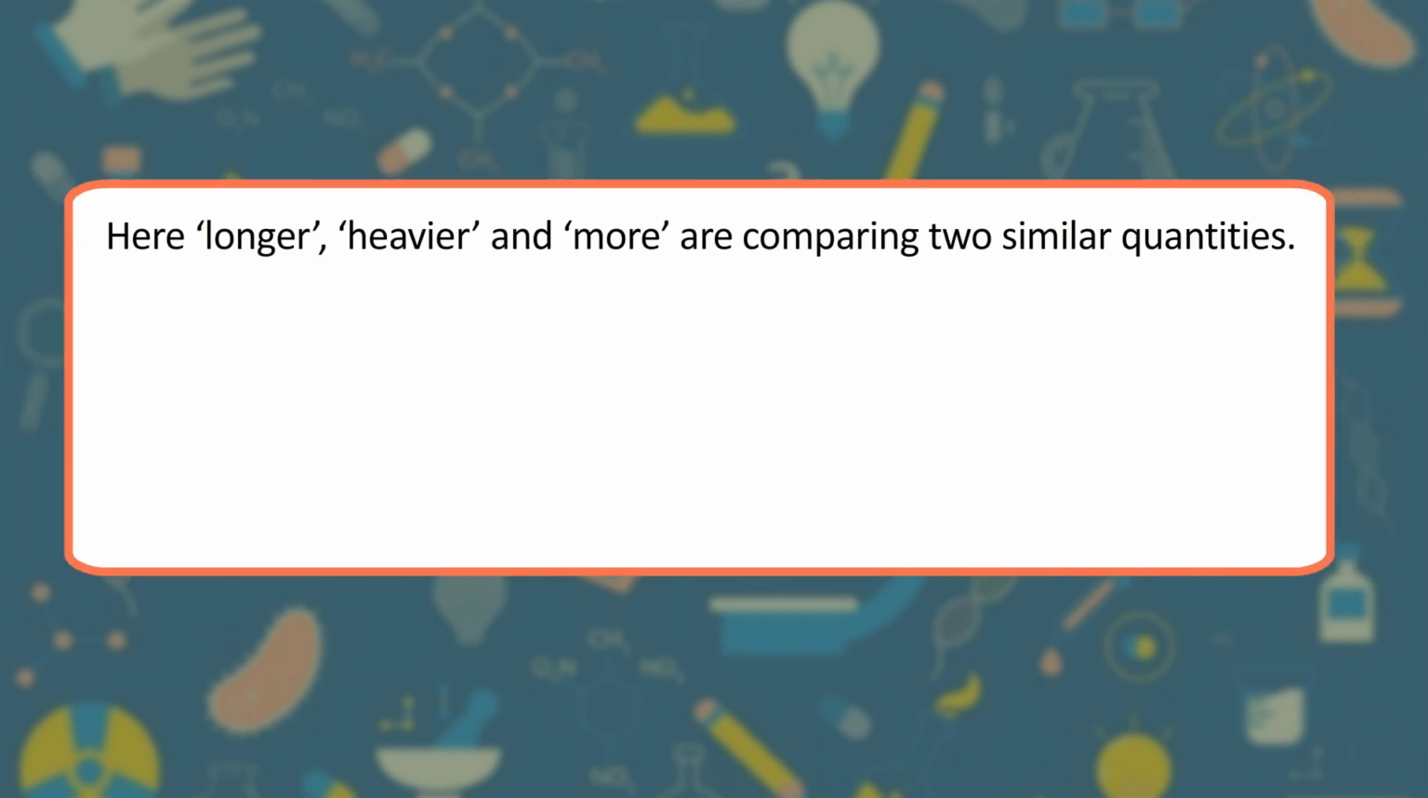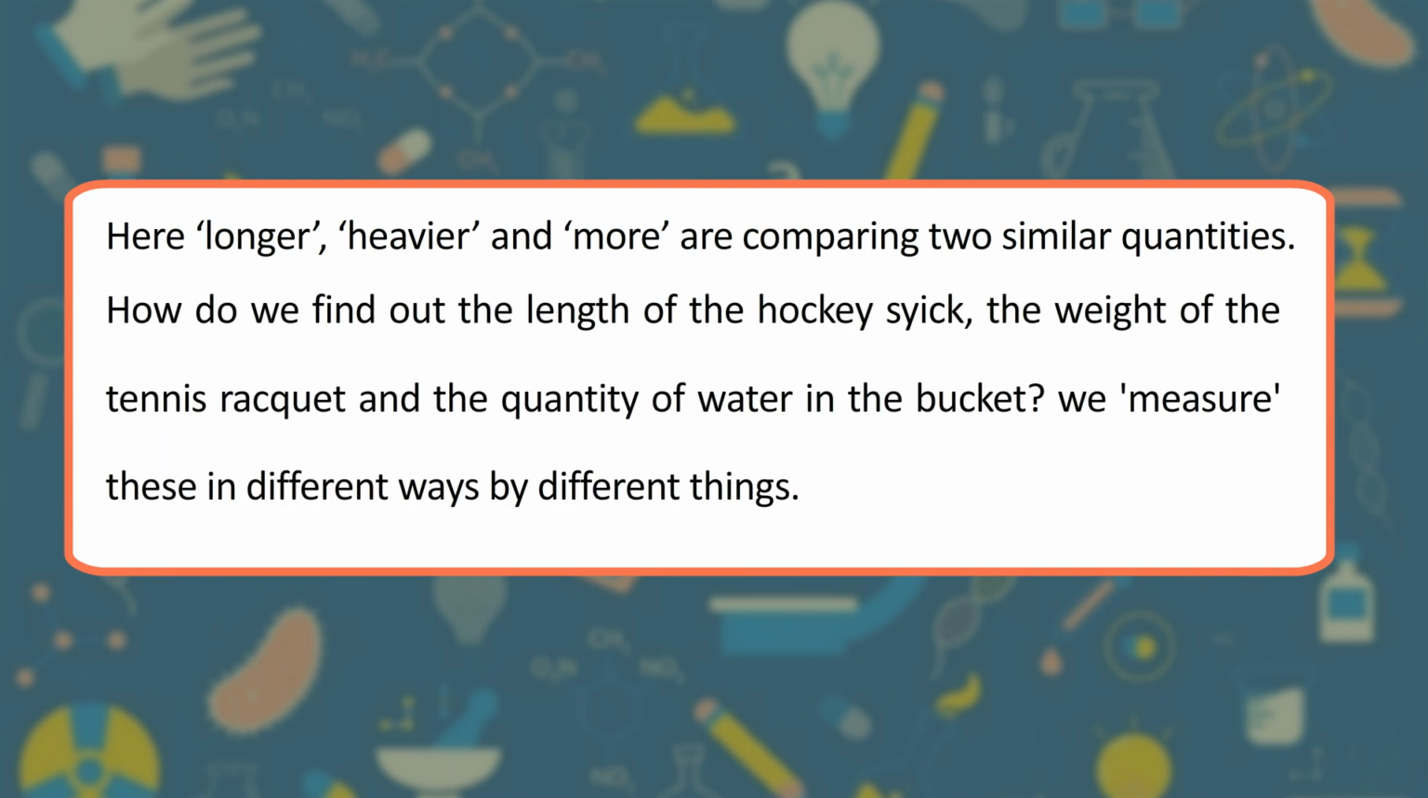Here, longer, heavier and more are comparing two similar quantities. How do we find out the length of the hockey stick, the weight of the tennis racket and the quantity of water in the bucket? We measure these in different ways by different things.